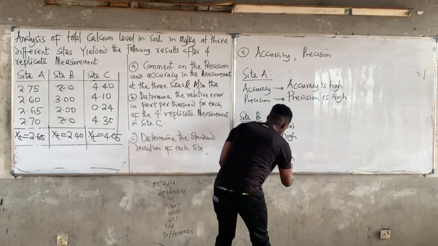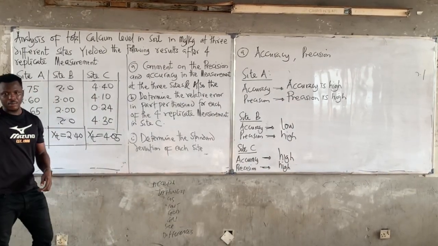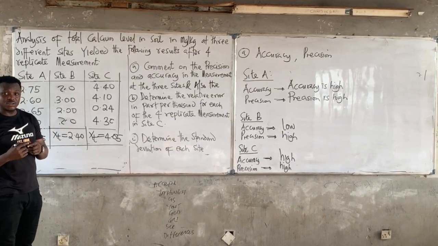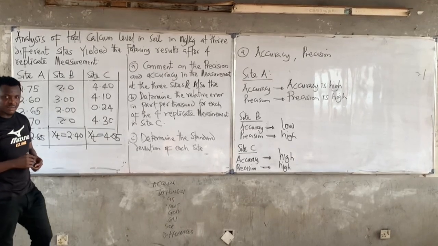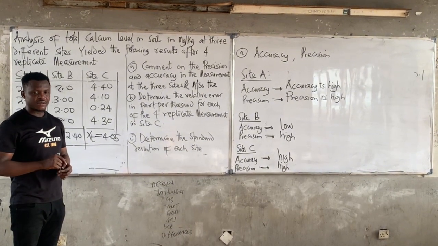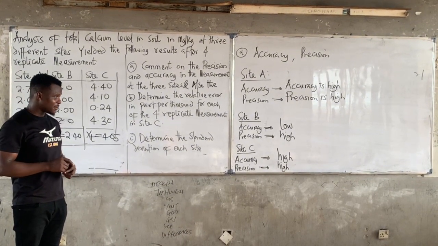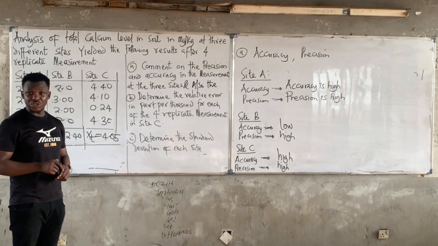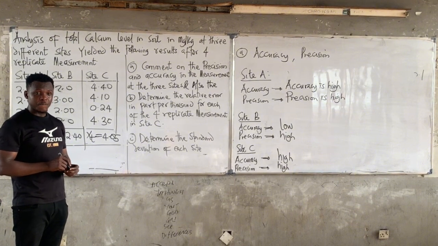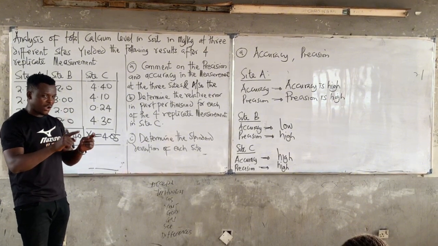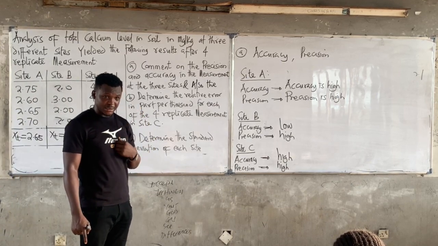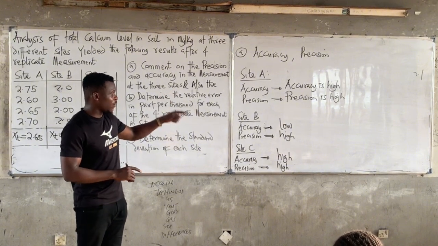So does that mean if accuracy is high, precision is high? No, it doesn't work that way. They are different. But once accuracy is high, it's always very hard for you to see precision that is low. Because for accuracy to be high, the values are close to the true value. So if all of them are close to the true value, that means they are close to themselves. Do you understand? So you hardly see high accuracy that will give us low precision.